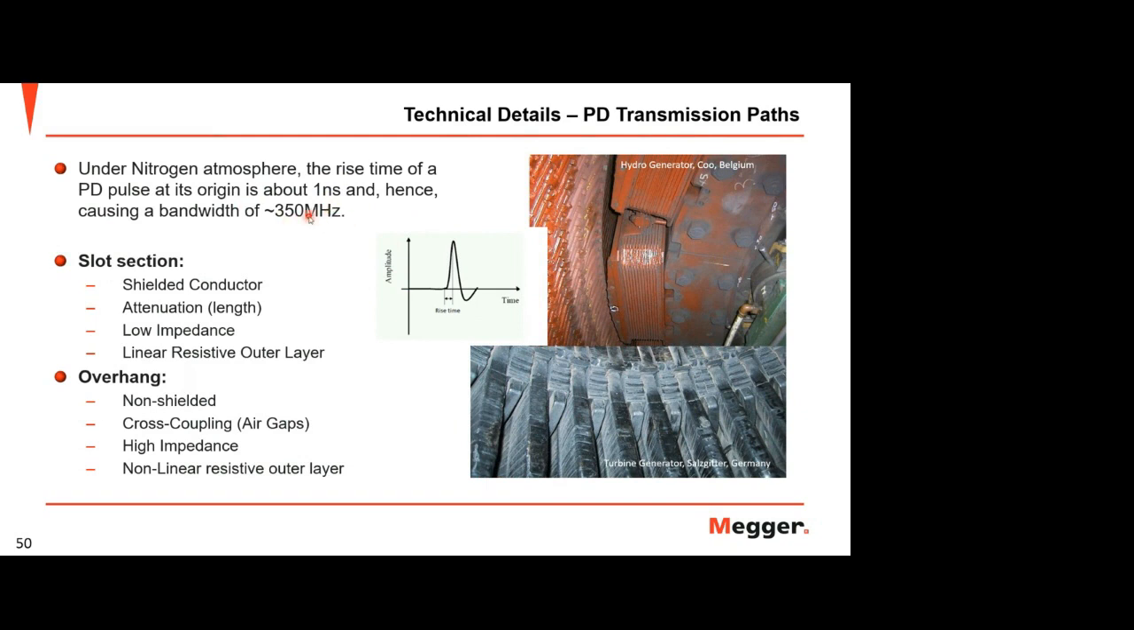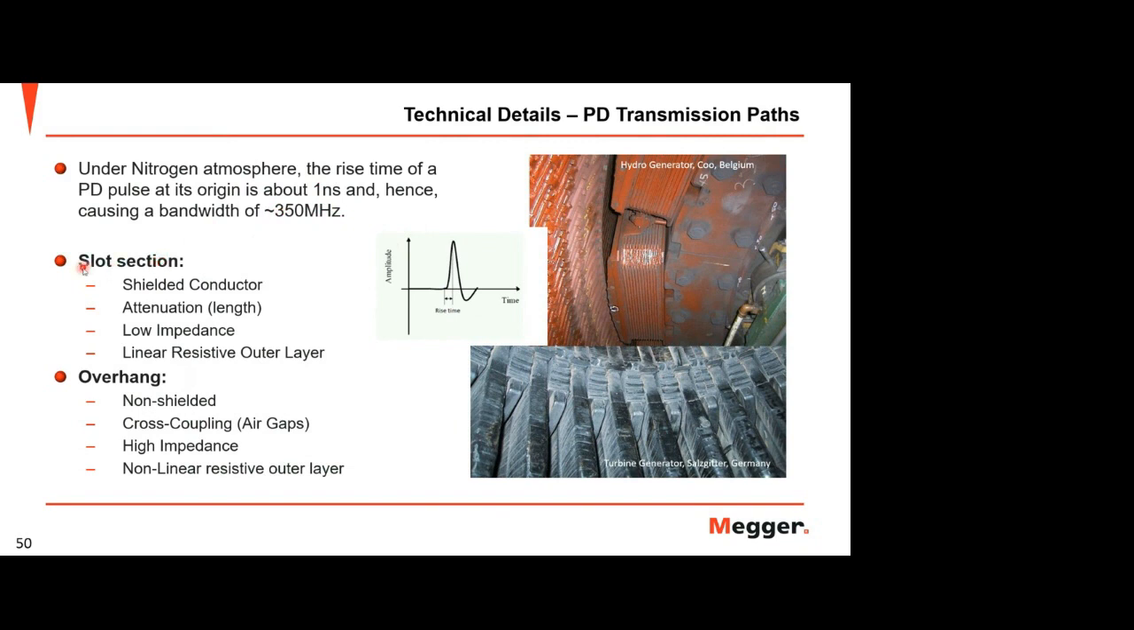So this is why when you do PD measurement on the rotating machine, you need a sensor that can capture signal at a certain frequency. Some products need to use a sensor with maybe 20 megahertz or maybe 100 megahertz, depending on the technology. But most of them will use the 100 megahertz level. Ideally it is around 350 megahertz.